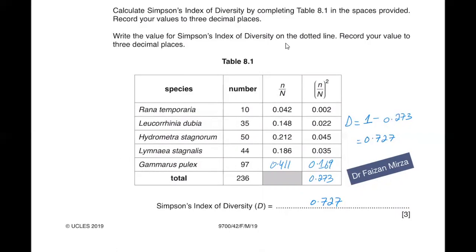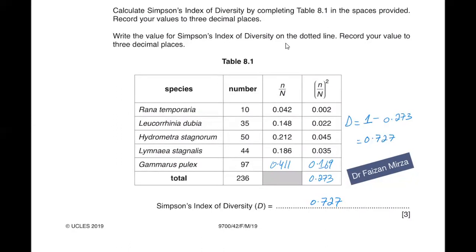According to the formula of Simpson's diversity index, we have to sum up the last column. So we will sum up the last column: 0.002, 0.022, 0.045, 0.035, 0.169, and we'll get the answer of 0.273 when we sum up the last column. This is the last column that I have just summed up. Now, according to the diversity index formula, we have to subtract this summation from 1. When we subtract it from 1, our answer comes out to be 0.727.